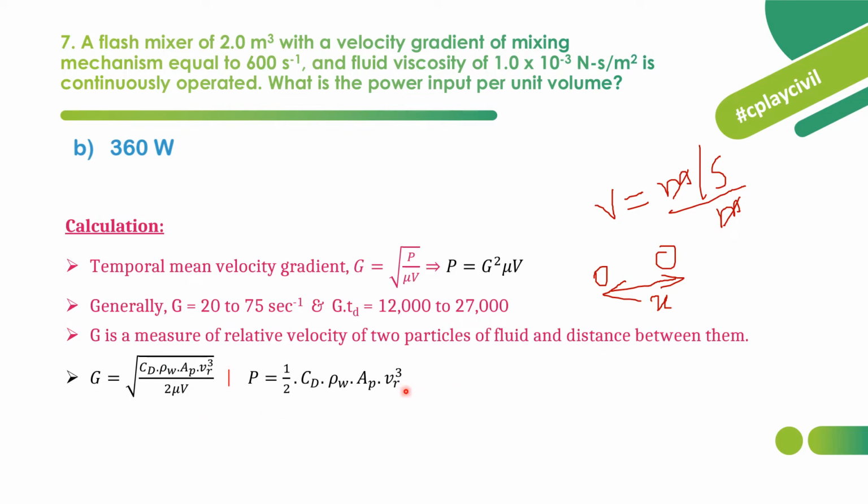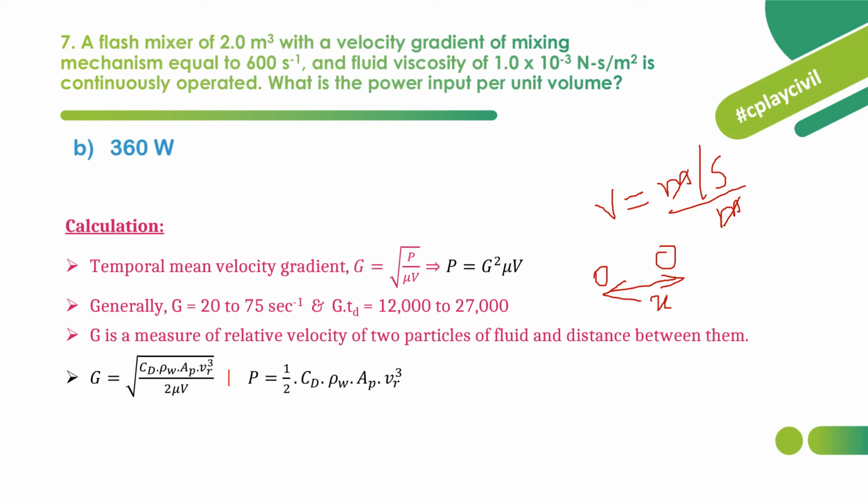And we have this formula also, P is equal to half into CD, that is the coefficient of drag, and rho W is the density of water, and AP is the peripheral area, and VR is the relative velocity between those two particles. So by using this equation also we can find the power, or the temporal mean velocity gradient. So we have learned three formulas here, P is equal to G square mu V, and these two things. These two are similar. We can follow either this or this formula regarding the power and temporal mean velocity gradient.